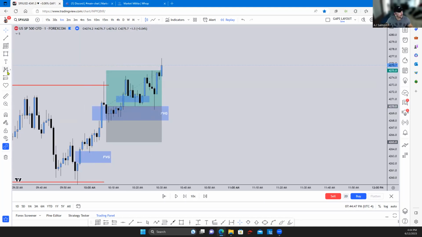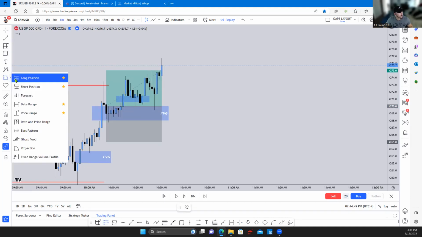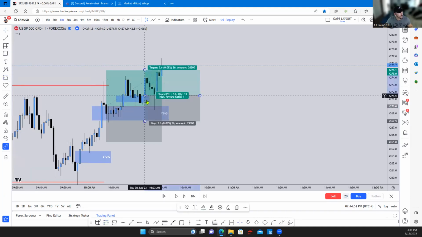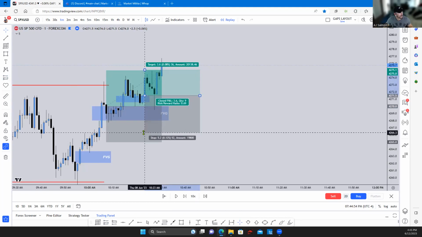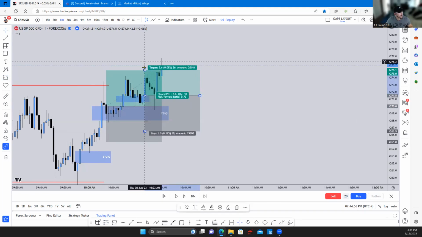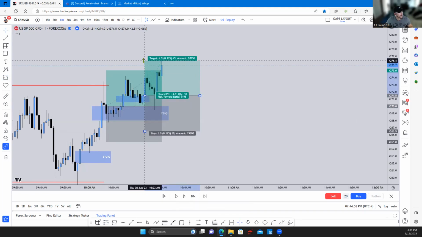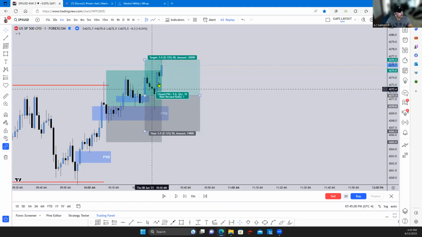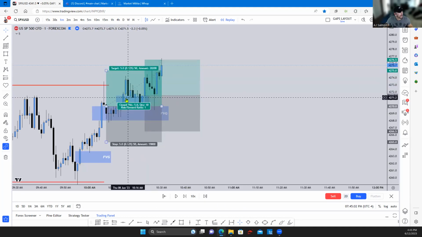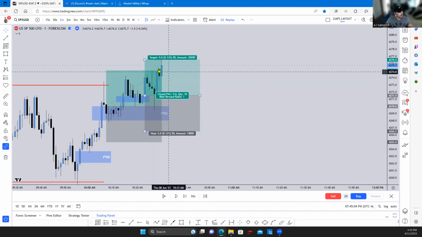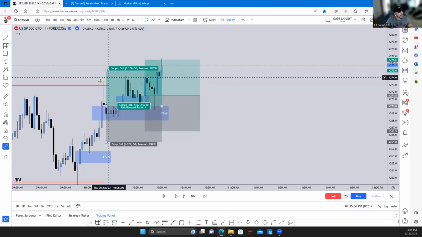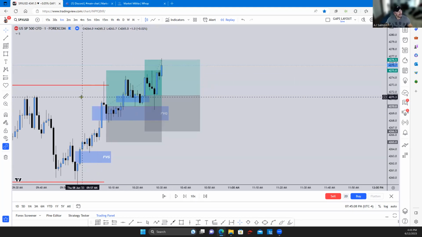There's your 5. If you would have got in on the second fair value gap, with your 5-point stop there, 5-point target there. Both of these, even if you got in late here or here, both of these hit for a 1-to-1.